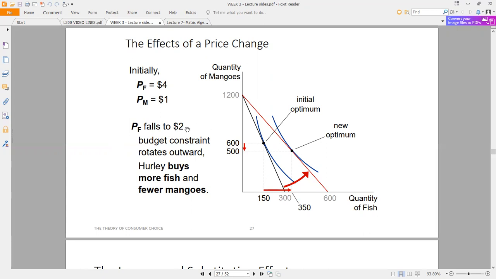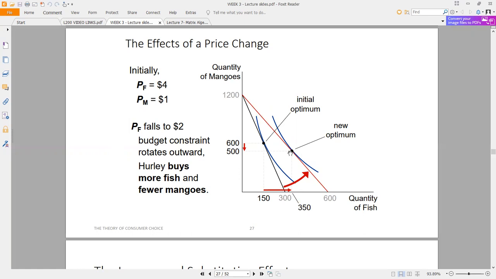Now, when the price of fish falls, the budget line will rotate outwards. So this red line is the new budget line. Whenever price falls, holding the price of mango constant and income constant, the budget line will rotate outwards like this. So we get our new indifference curve here. So this is going to be the new optimum point.